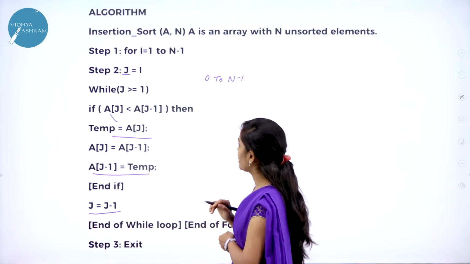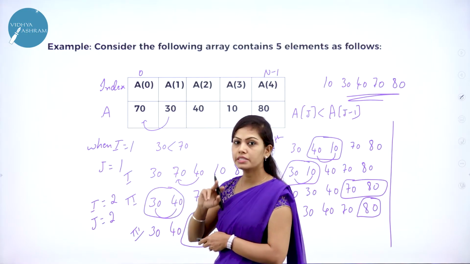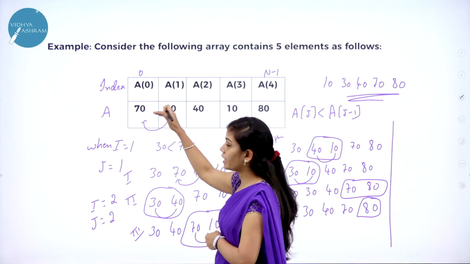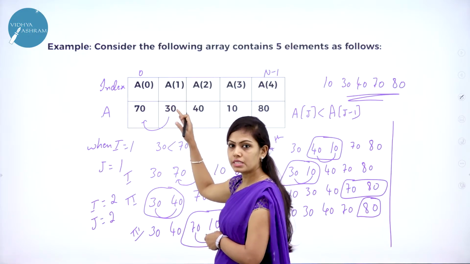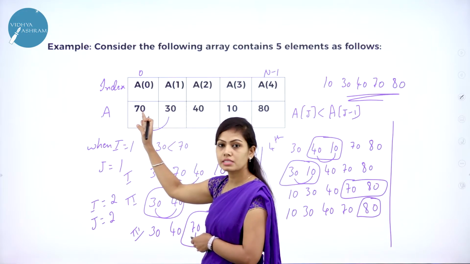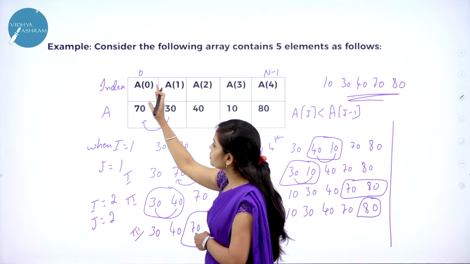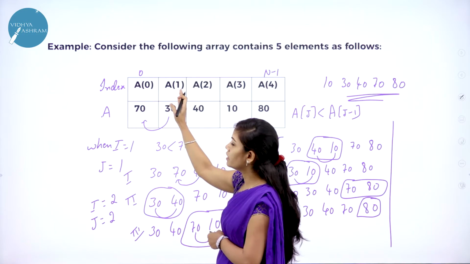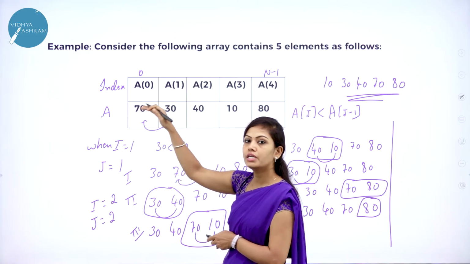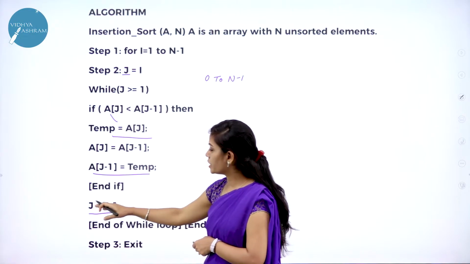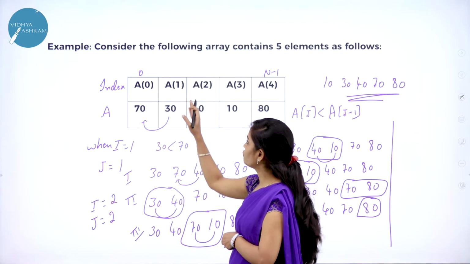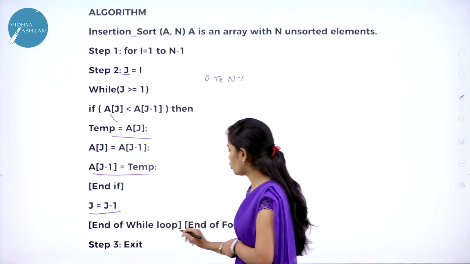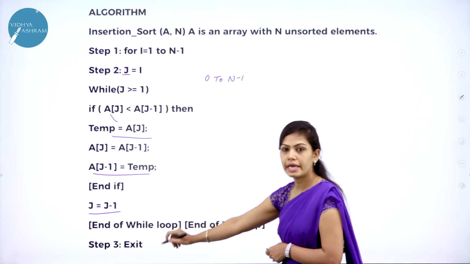Here the first element is a of 0, that is 70, and the second element is a of 1, that is 30. So, 30 is less than 70. Here 30 will go to the first position and 70 will come to the next position. So, a of 1 will reduce to 0 and a of 0 is increased to a of 1. So, here j is equal to j minus 1, a of 1 is reduced to the 0 position. So, j is equal to j minus 1, end of while loop, end of for loop and exit.